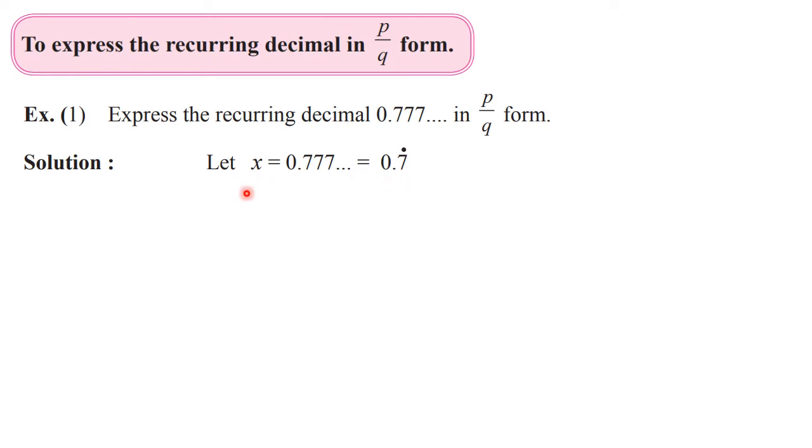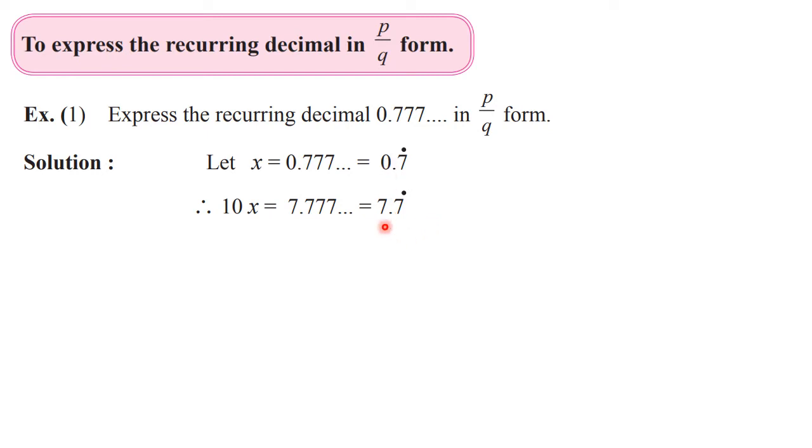Since we have only one digit, here we are going to multiply both sides by 10. So when we multiply by 10, we will get 10x. And when you are multiplying by 10, that means you are shifting by one position. So the decimal point is going to appear after 7. So we will get 7.777 and so on, which we can write as 7.7 recurring. So x is 0.7 recurring and 10x is 7.7 recurring.